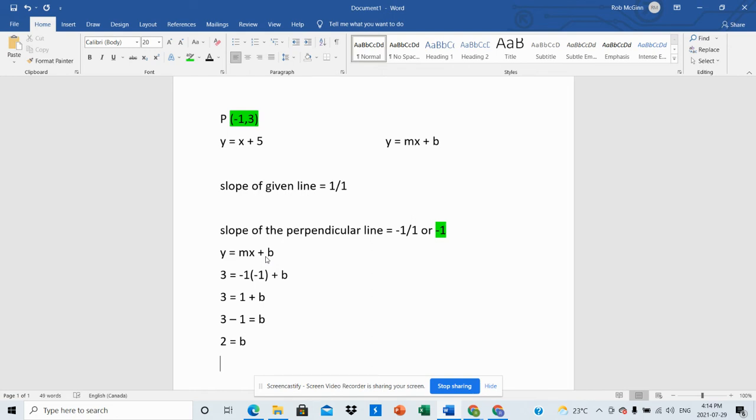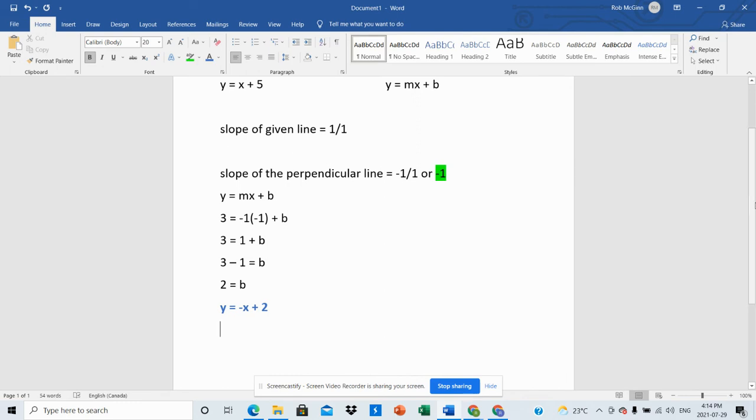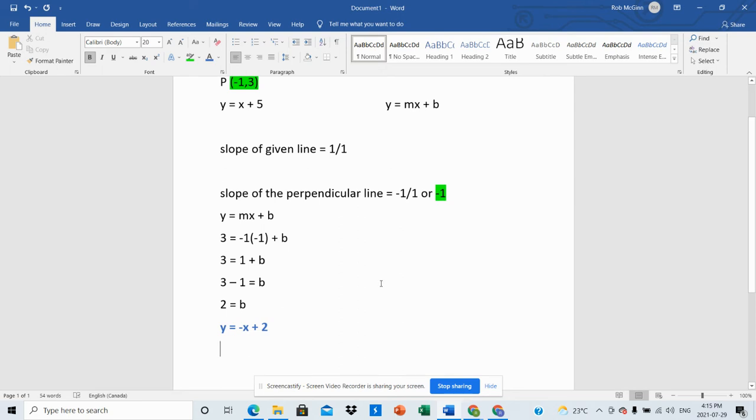So the equation of our perpendicular line, the line perpendicular to the given line that runs through the point negative 1, 3, is going to be y equals our slope, negative 1, x plus 2. Great. Now you're probably saying, how is this going to help me? How am I going to use this information to find the distance between the given line and that point? Well, my simple answer to you is let's use Desmos. We need to find a point of intersection. We're going to use Desmos to find that.